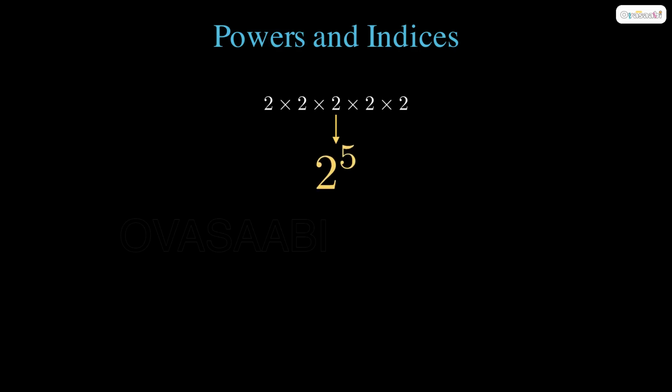Imagine multiplying 2 by itself 10 times. Tiring, right? What if I told you mathematicians invented a shortcut so powerful it can write huge numbers in just 2 symbols?